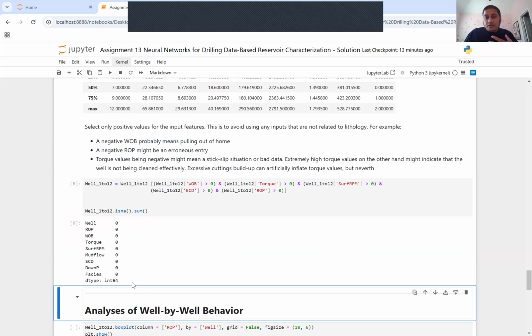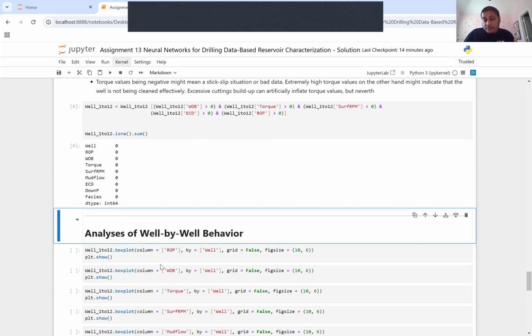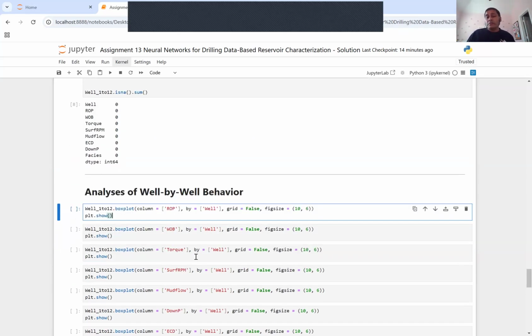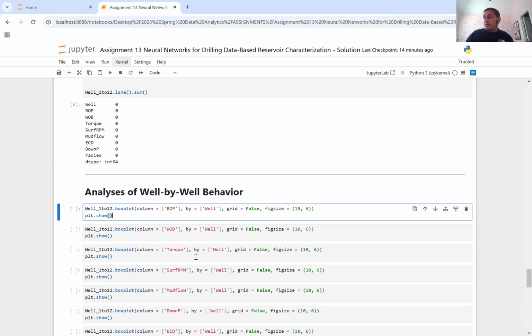And again, it's a good practice to check if you have any missing values. We don't have any missing values. This is a very, very well behaved data set. But now let's take a look at things on a well by well basis. We are trying to construct a classifier that's going to look at all of the data in aggregate. And the data comes from 12 different wells, the 12 development wells.